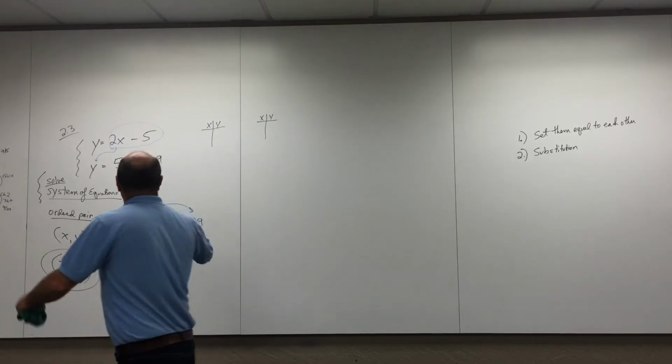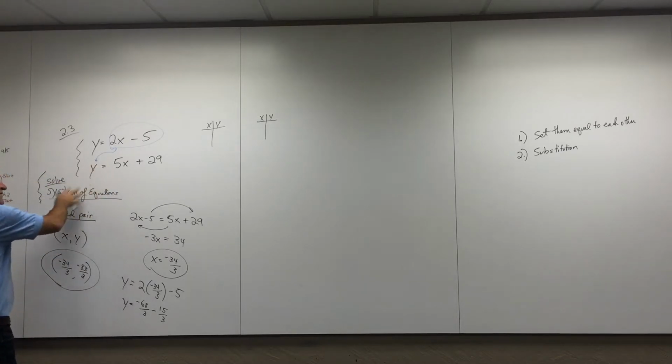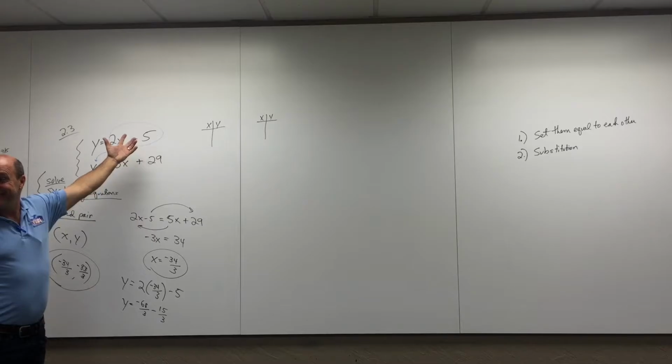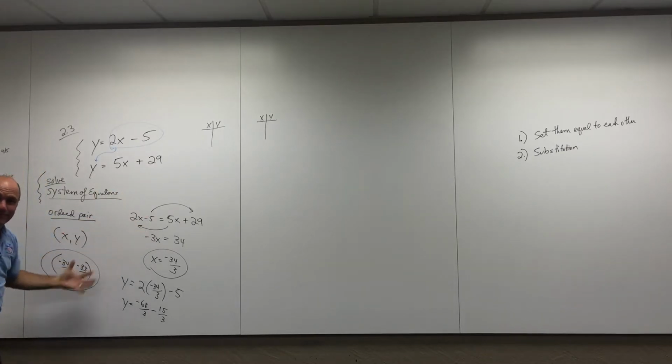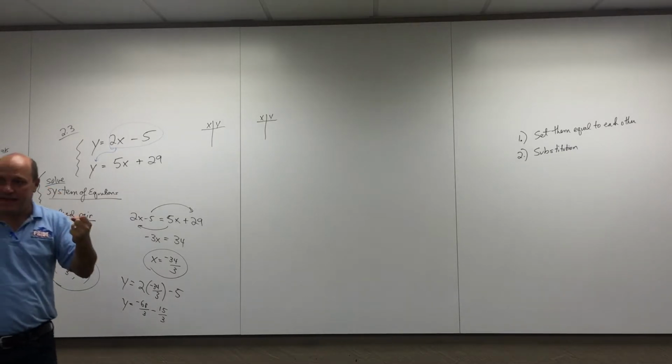And so I could present this problem to you and give you a completely different looking set of directions. Instead of saying, solve the system of equations, I could say, find the point of intersection of these two lines. And guess what you would do? The same thing. You do the same work. Find the point of intersection, or solve the system of equations. It's the same thing.